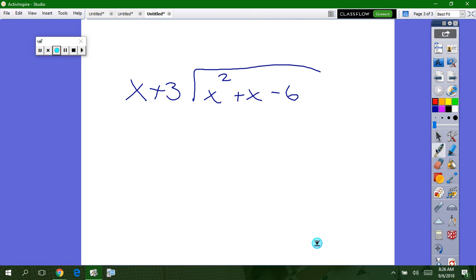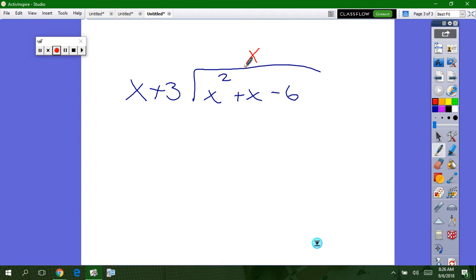I ask myself, though, how many times can x go into x squared? X times what gives me x squared? I need another x, don't I? X times x gives me x squared, correct? You guys with me on that?